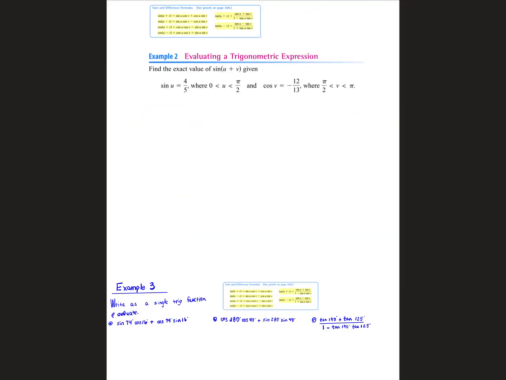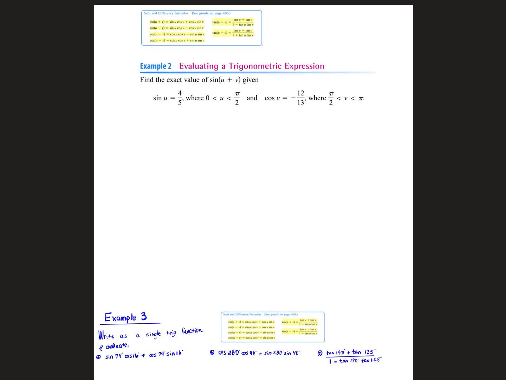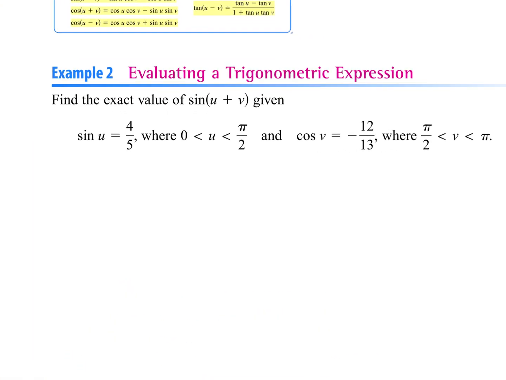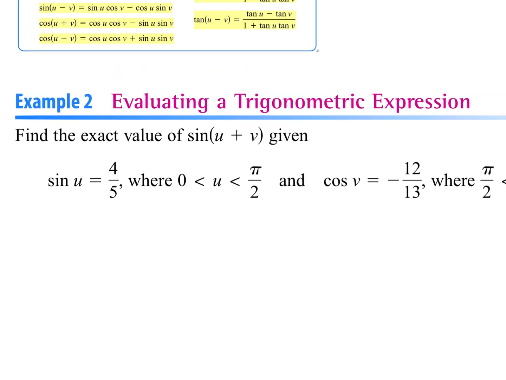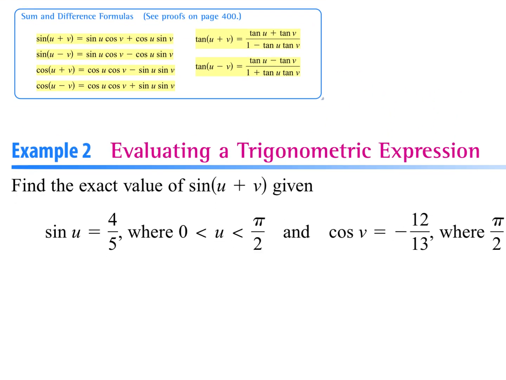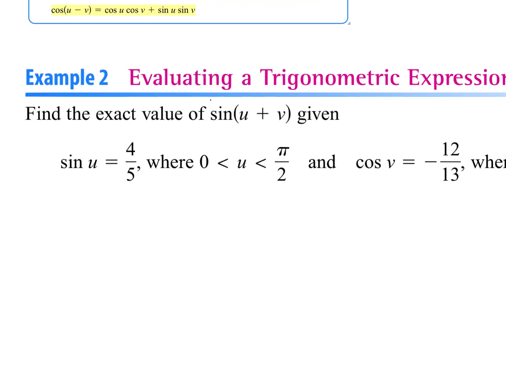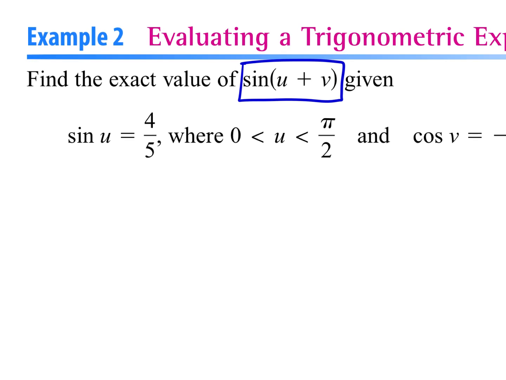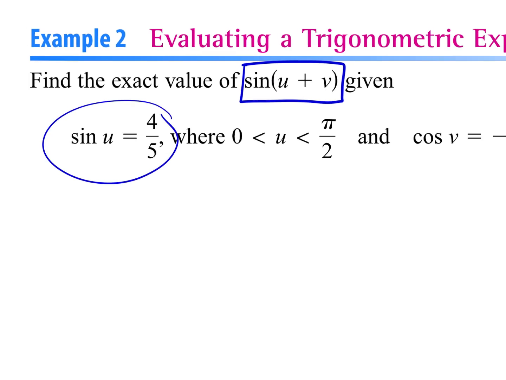All right, example 2. So here, it's the same idea. We're still using our sum and difference formulas, but it tells me which formula I'm going to use. I have to find the sine of u plus v. So it gives me two different triangles. I have my u triangle here and my v triangle here.